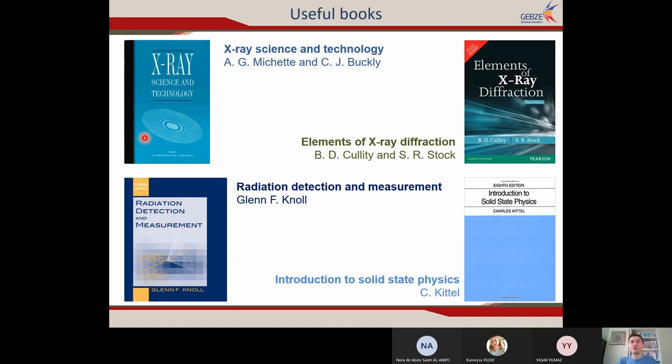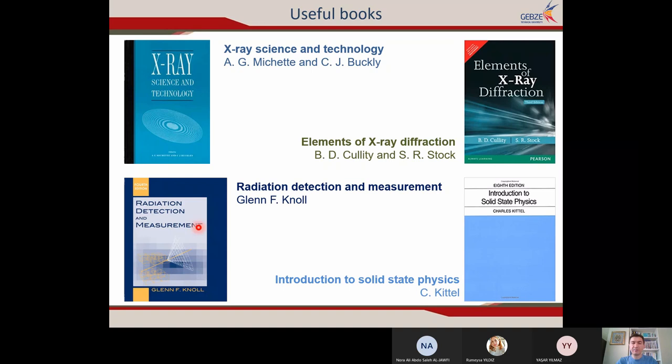In addition to that, there is another book with the name of Elements of X-ray Diffraction, written by Cullity and Stock. This book mainly concentrates on X-ray diffraction. For us, for the chapter of X-ray diffraction, this book can be very, very useful. And the next one is Radiation Detection and Measurement, written by Glenn F. Knoll. This book is dedicated to radiation detectors, mainly for nuclear experiments, but the mechanism of many detectors are the same. So this book can also be very, very useful for you.